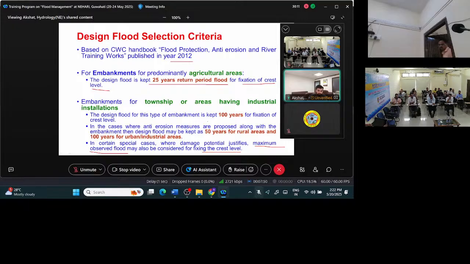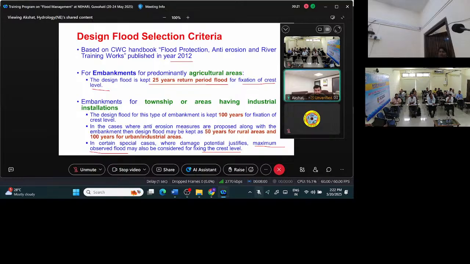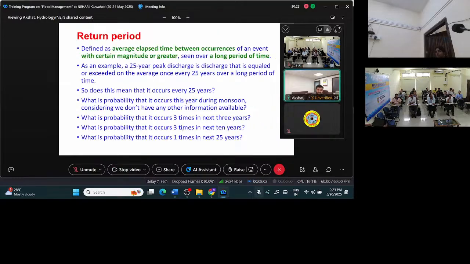However, we generally go for 50 year or 100 year if erosion measures are proposed along with the embankment design. So here I have been talking about return period flood. So what is the return period flood? It can be defined as the average time elapsed between occurrences of an event with certain magnitude or greater seen over a long period of time.